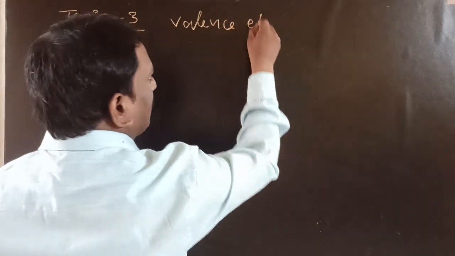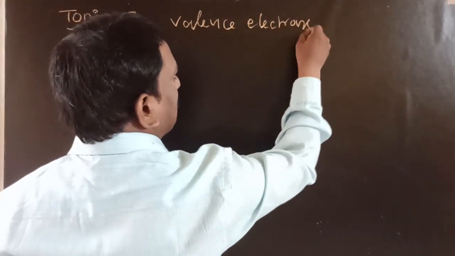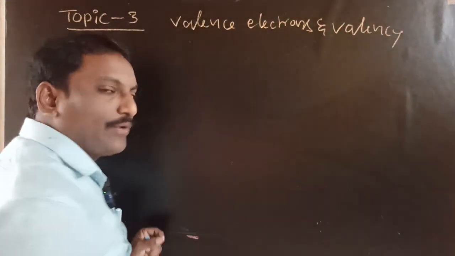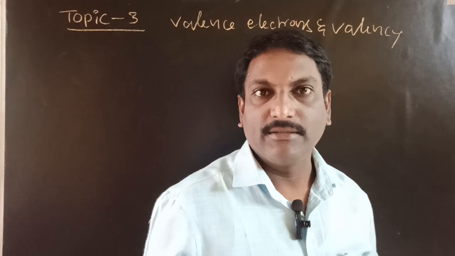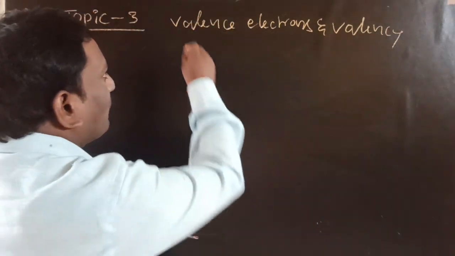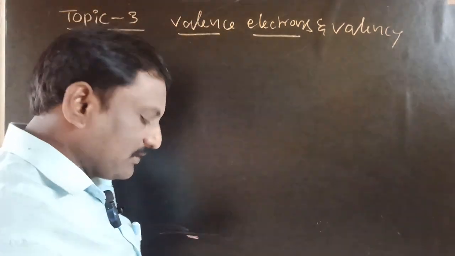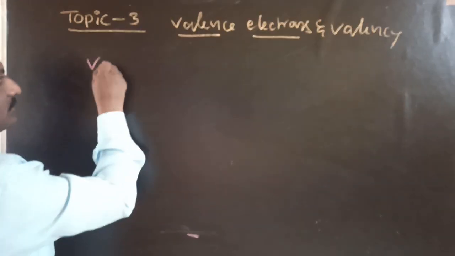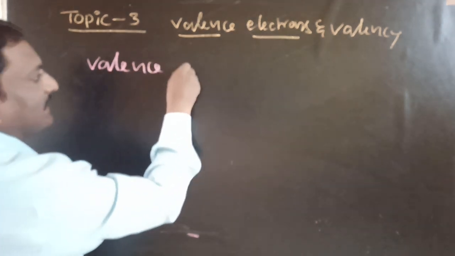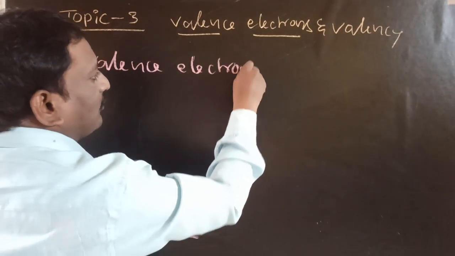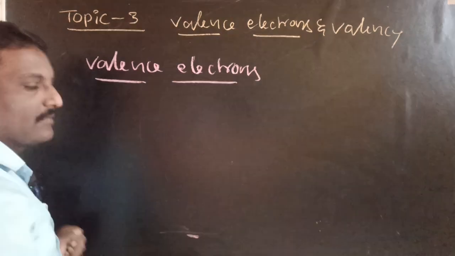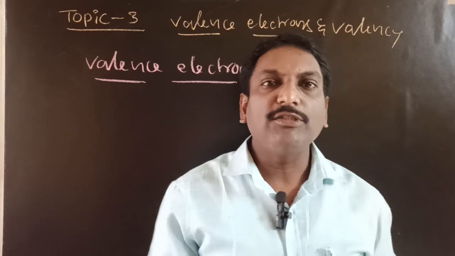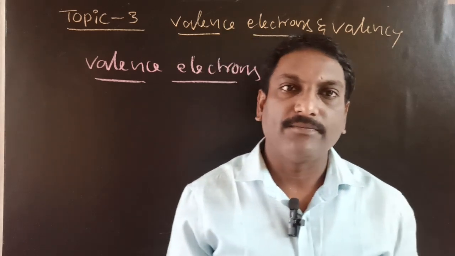So these are today's basic points. Valency electrons and valency. What is meant by valency electrons? Valency electrons means the number of electrons present in the outermost shell of an atom.